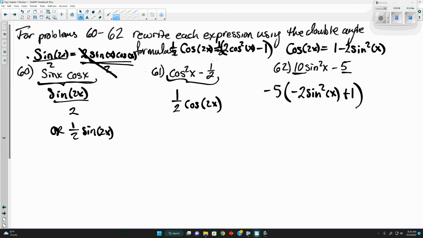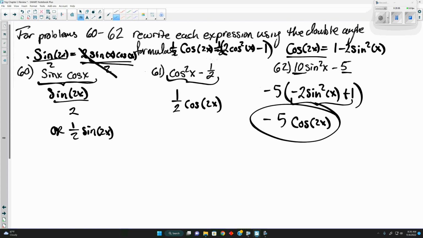And the reason I did that is now if we look at the general form, we have positive 1 and negative 2 sine squared of x, yes? Do they match up? So that means now I can say negative 5, and this whole thing can be replaced with cosine of 2x, and that's our answer. So I would manipulate the formulas to get back to where they are and then go from there.